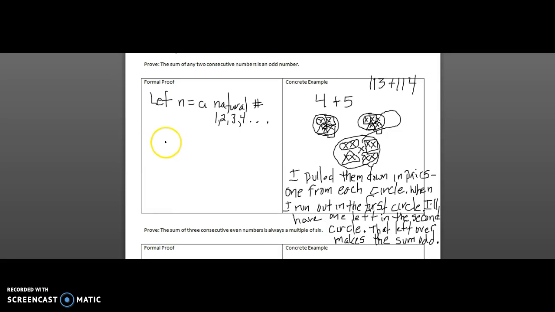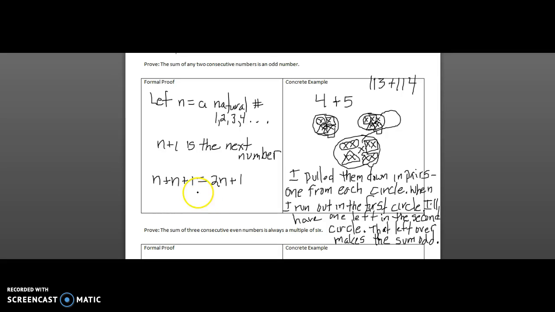Then I need 2 numbers, so I need 2 consecutive numbers. So if n is my first number, n plus 1 is the next number. Right? So now I'm going to find the sum of those 2 numbers. n plus n plus 1 is equal to 2n plus 1.